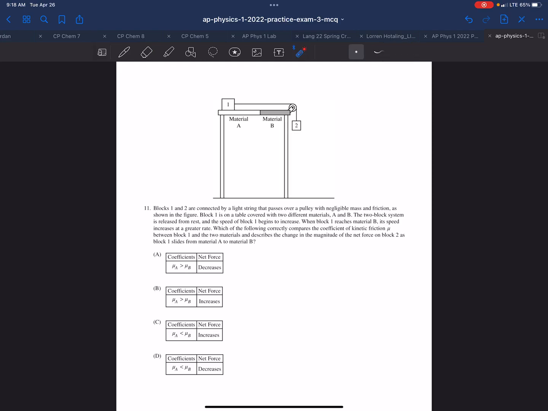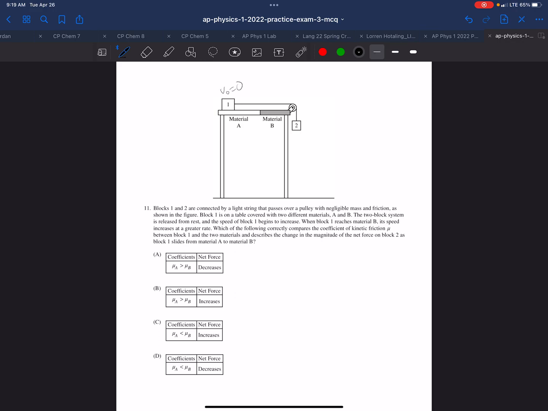So in this question, we have blocks 1 and 2 connected by a light spring of negligible mass, string, and no friction in the pulley. Two different materials, A and B. The two-block system is released from rest, so we have a V0 equals 0, which we would expect.